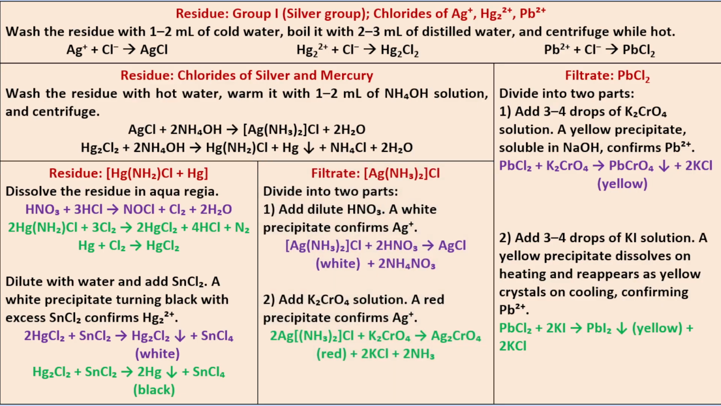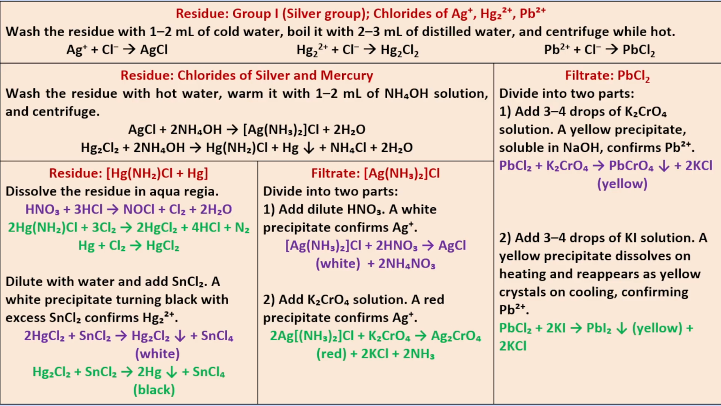The filtrate contains the solution of soluble silver ammoniacal complex, which can be divided into two parts for confirmatory tests for silver. To the first part, dilute nitric acid is added. The appearance of a white precipitate of silver chloride confirms the presence of silver ion. To the second part, add potassium chromate solution. The formation of a red precipitate of silver chromate confirms silver ion.